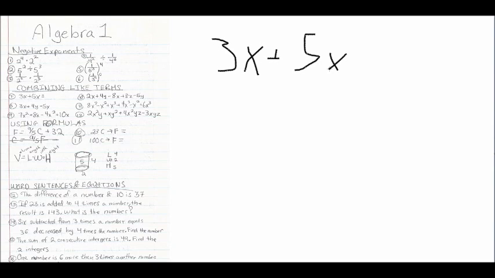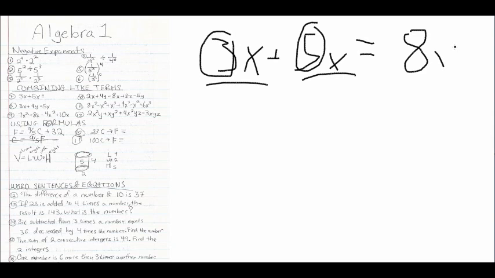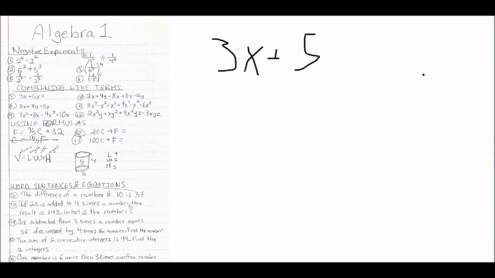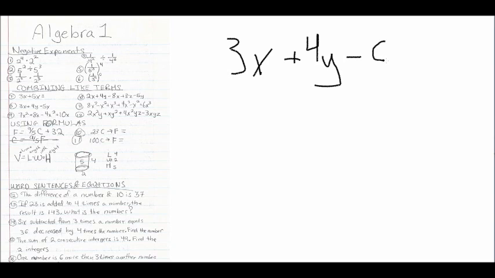Now let's go on to combining like terms. So for number 7 we have 3x plus 5x. Well, 3x and 5x are similar terms. They both have x. So all we have to do is add the coefficients, 3 plus 5, which gives us 8, and carry on the x, 8x. Nothing hard about that.